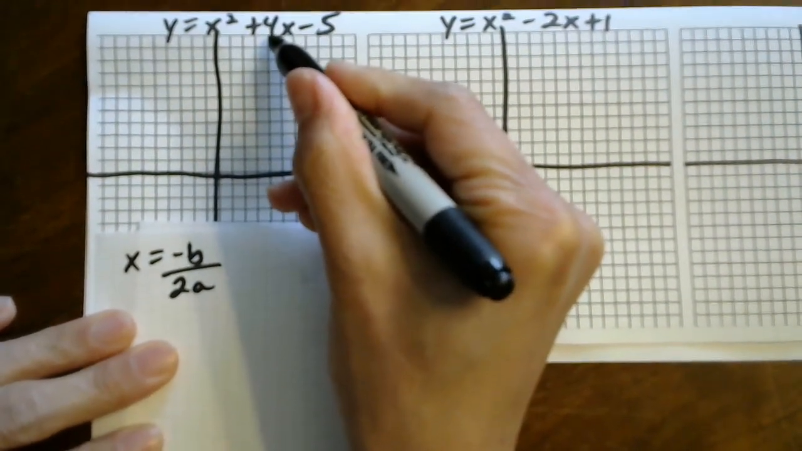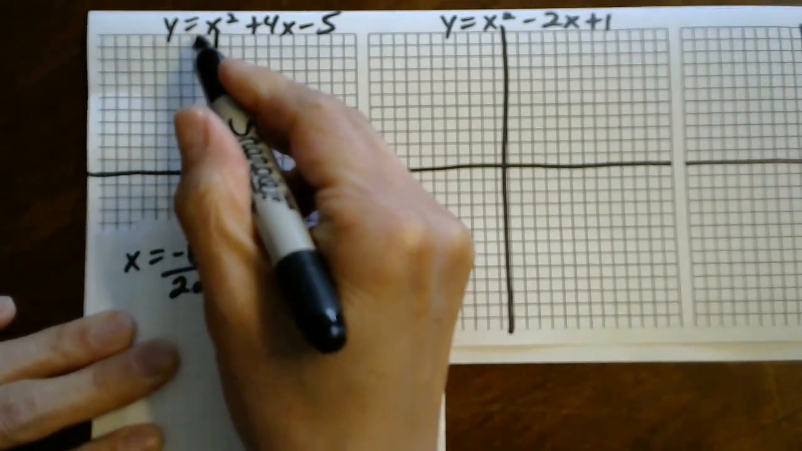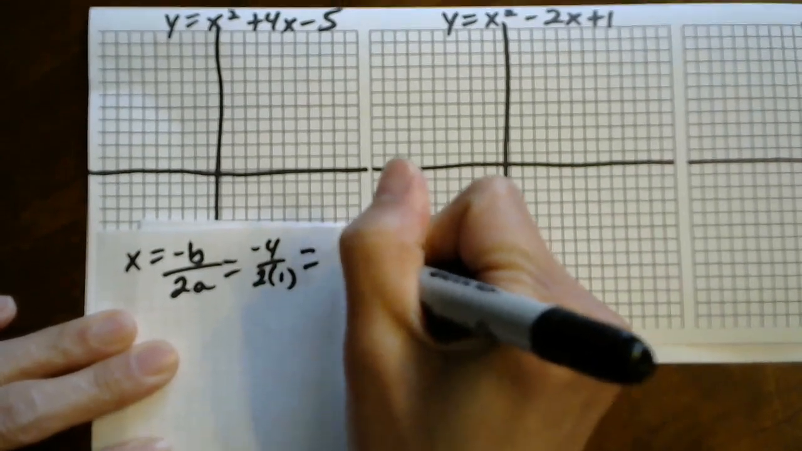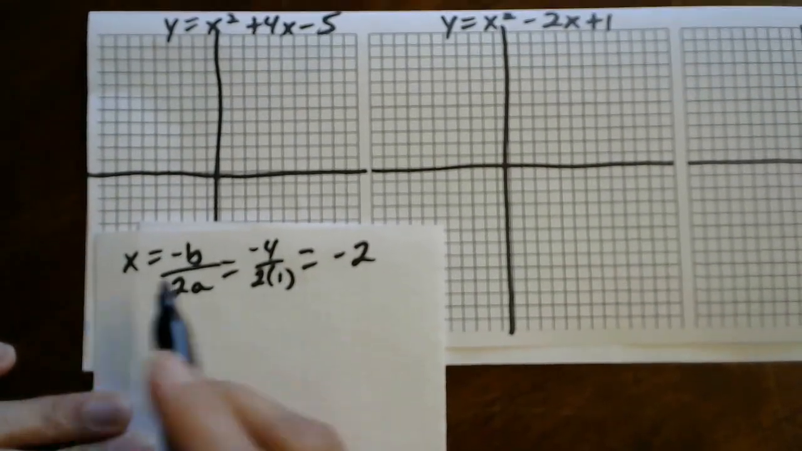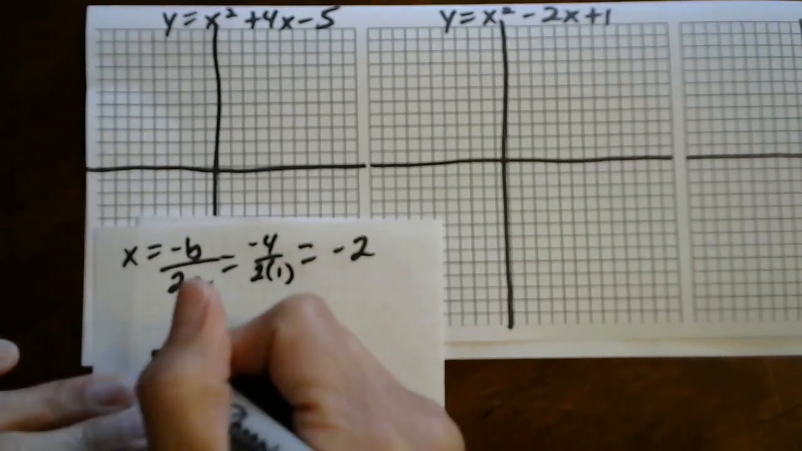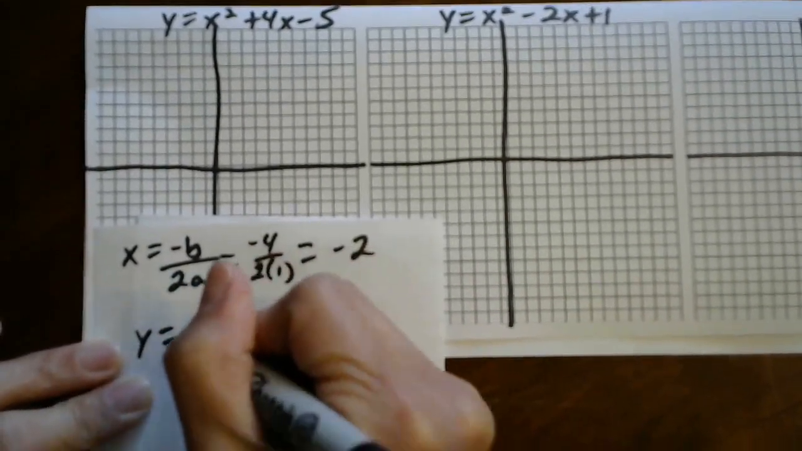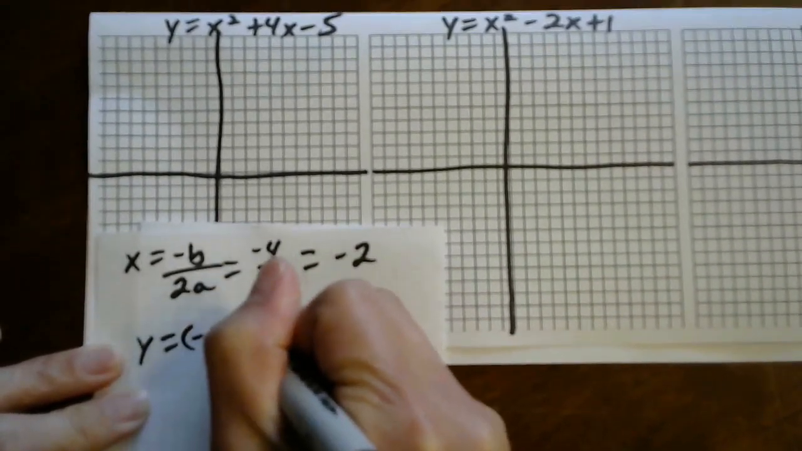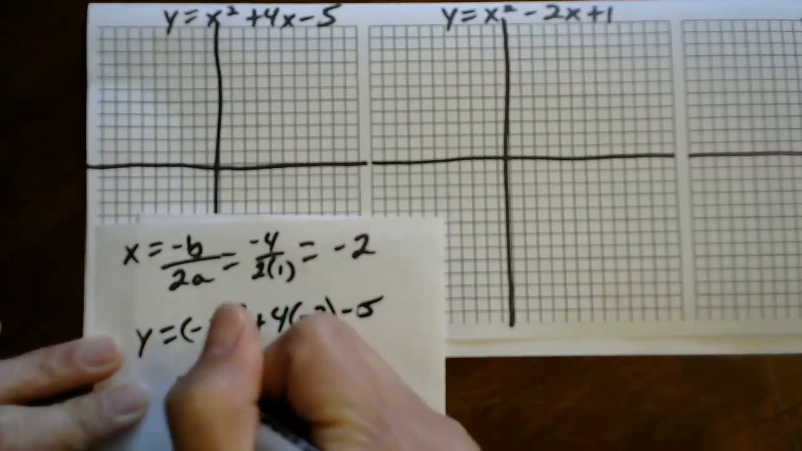So b is 4, and then a is a positive 1. That gives us x is equal to negative 2. Once we know x is equal to negative 2, we can find the vertex. All we have to do is substitute that into the original equation. So we're going to have y is equal to negative 2 squared plus 4 times negative 2 minus 5.